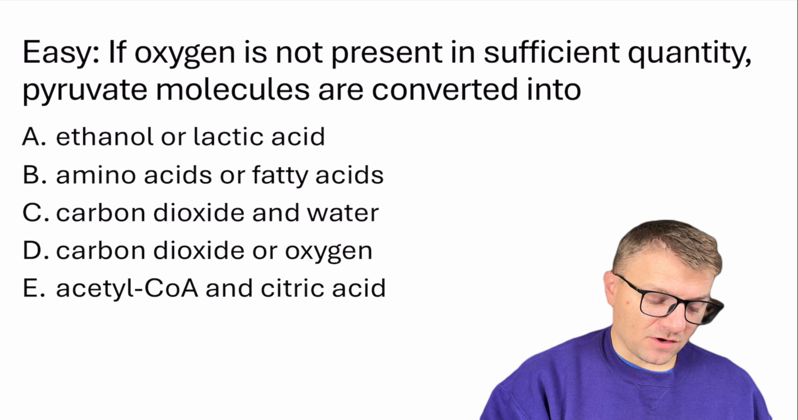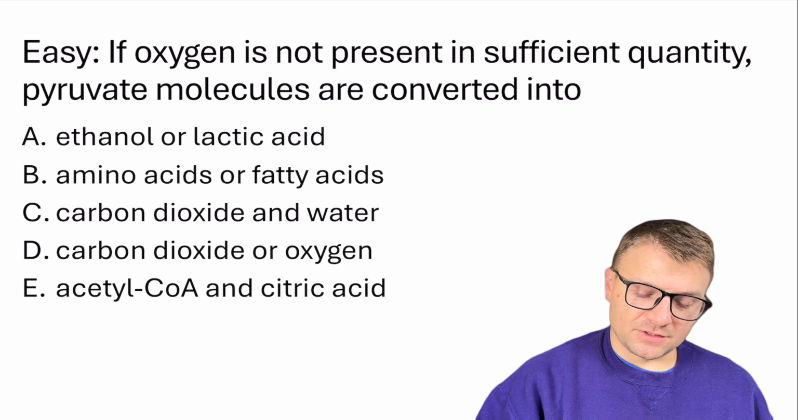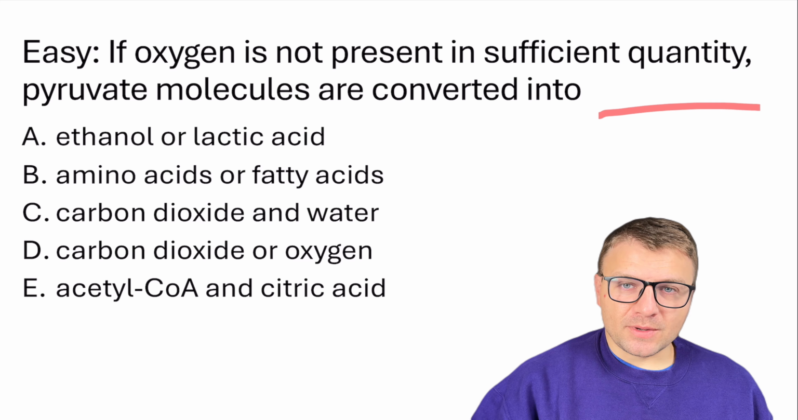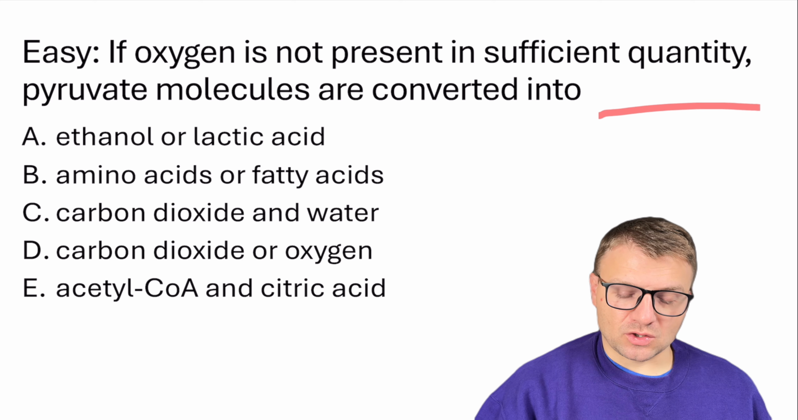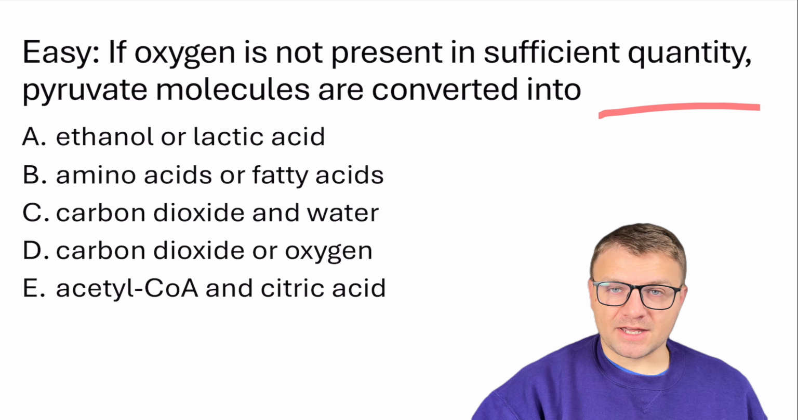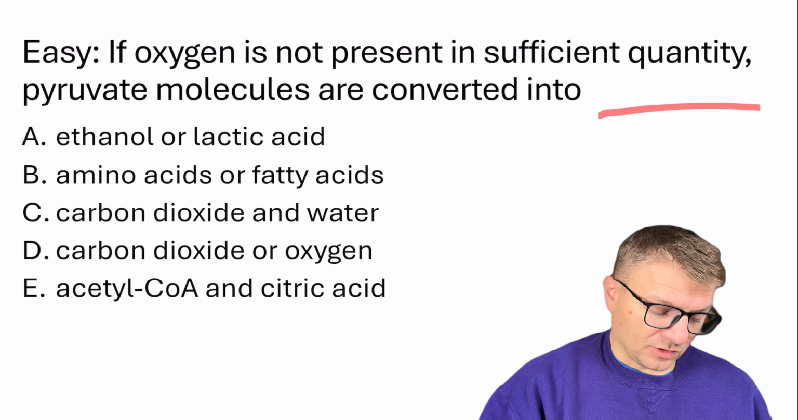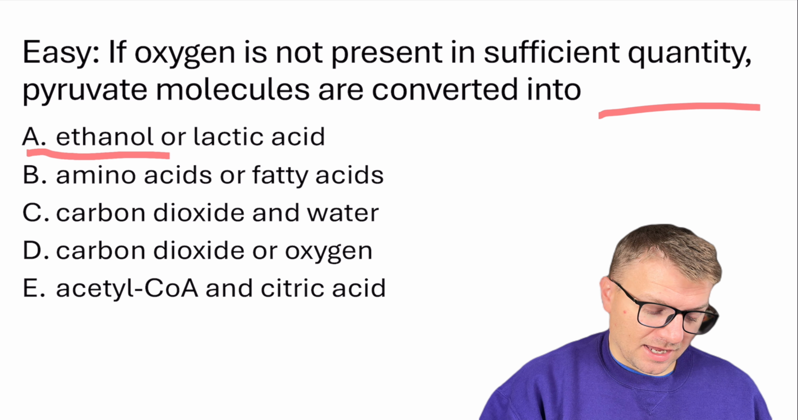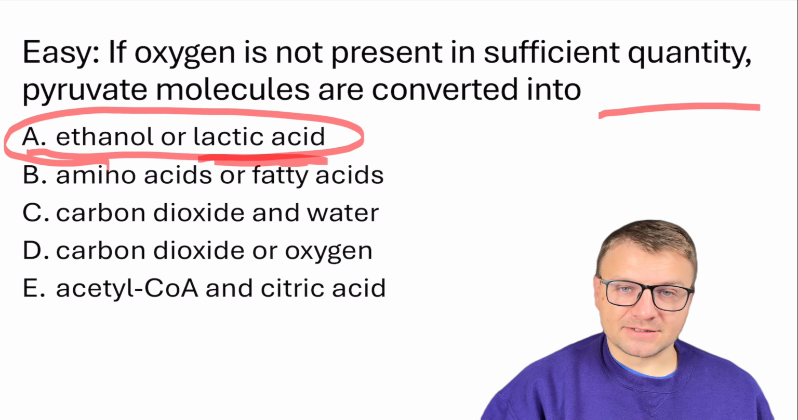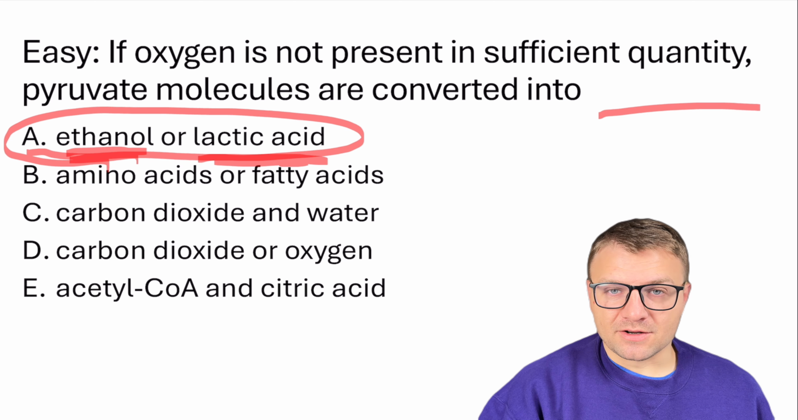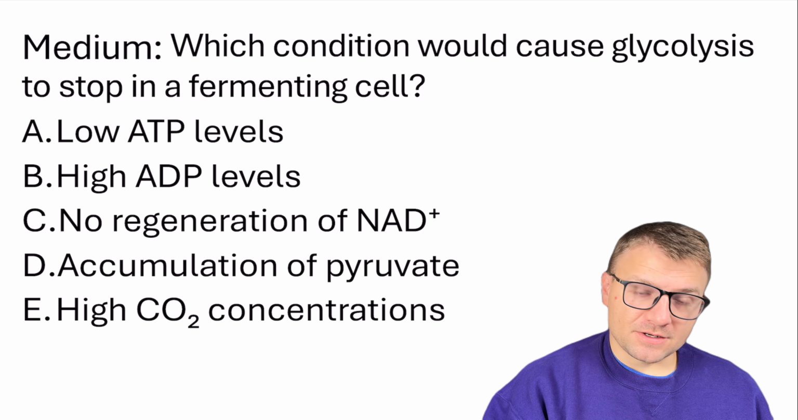Here's the first question. If oxygen is not present in sufficient quantity, pyruvate molecules are converted into blank. The reason why this is an easier question is this is again just a memorization question where you have to memorize the 2 different types of pathways that anaerobic respiration can go through. And if we look at our answers, it's going to be A, ethanol and lactic acid. Another name for lactic acid is lactate, and ethanol is just the other type of molecule that's produced through anaerobic respiration.